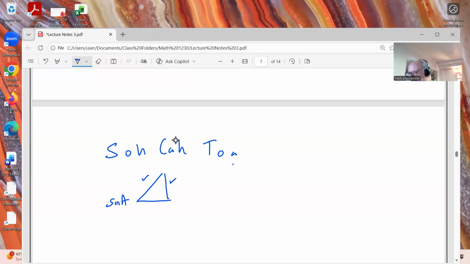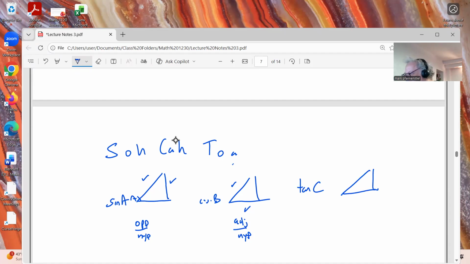So we'll say sine A, we'll call that A. We'll have a different triangle, we'll call that B. Cosine is going to be adjacent over hypotenuse. Cosine is adjacent over the hypotenuse. And of course, the tangent, tangent C, is just going to be the opposite over the adjacent. And those are the pieces that we're looking for, opposite over adjacent.